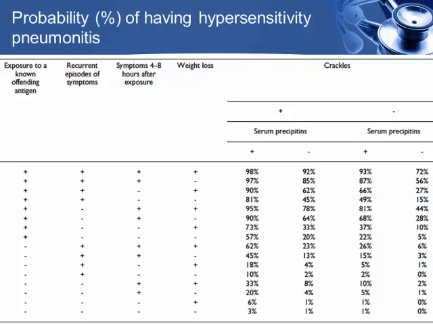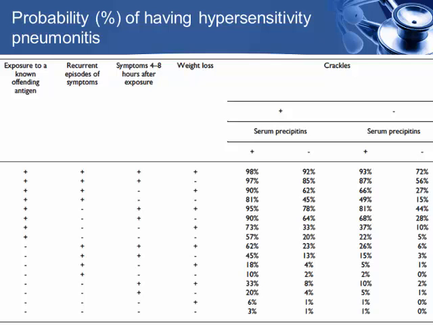And then they came up with this probability table, which has actually been validated. Very few of these have been validated, and this is one of them, proven to work. So you can look here and see someone who, for example, comes in with exposure to a known offending agent and recurrent episodes of symptoms, with the combination of, for example, crackles and a positive serum precipitin, will have an 81% chance of having hypersensitivity pneumonitis. So that would put HP higher in your differential.